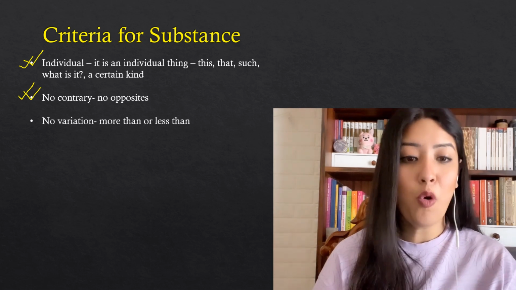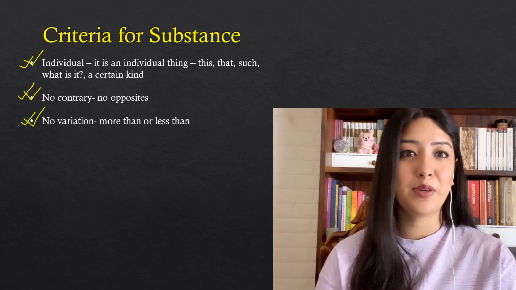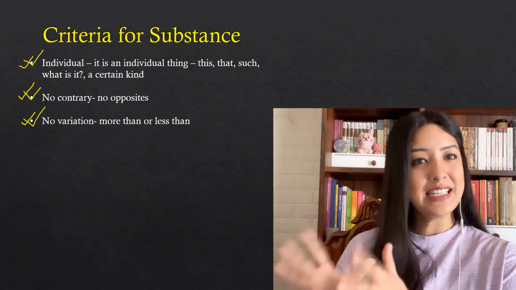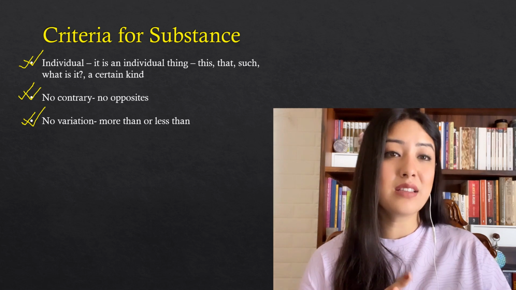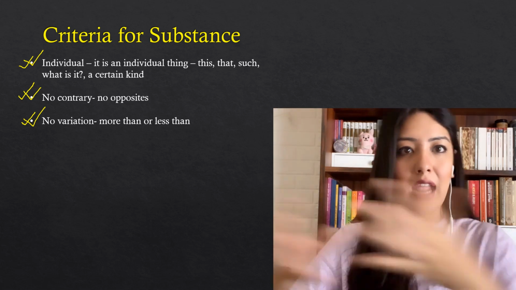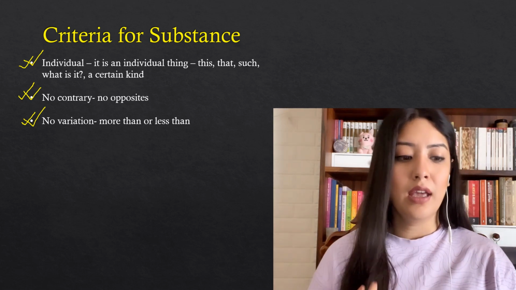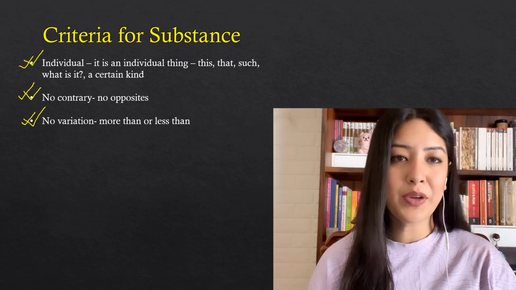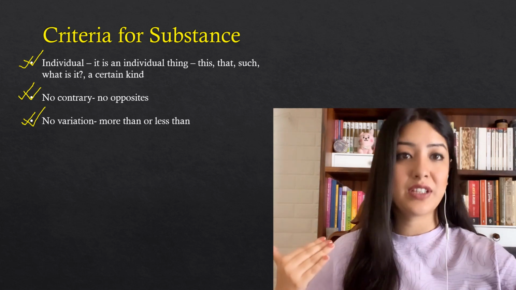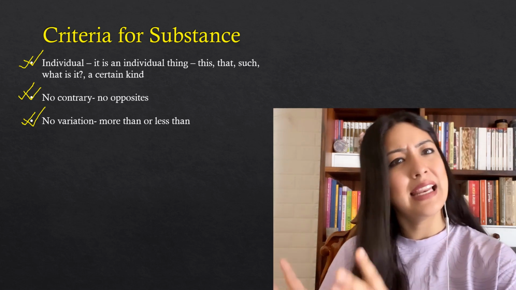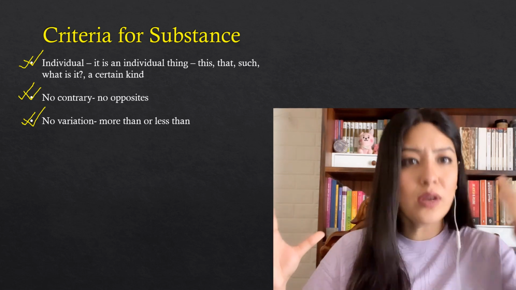No variation, more than or less than. When you look at a table, you cannot say this is more of a table than that other table. A table is a table, each substance, there's no variation. If you look at a dog, you cannot say this dog is more of a dog than another dog. A dog is a dog. Or a laptop: you cannot say this laptop is more of a laptop than that laptop. A cat is a cat, a dog is a dog, a laptop is a laptop. It's an individual thing. There is no contrary, no opposite, and no variation, no less than, no more than.